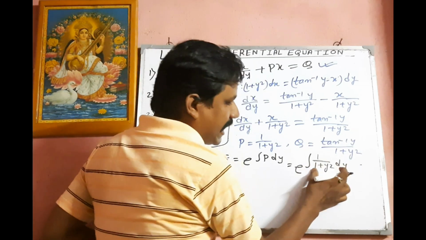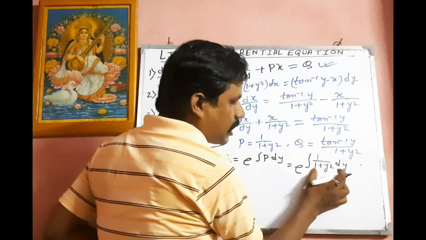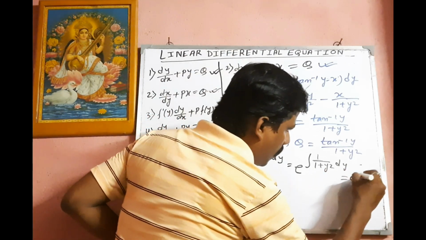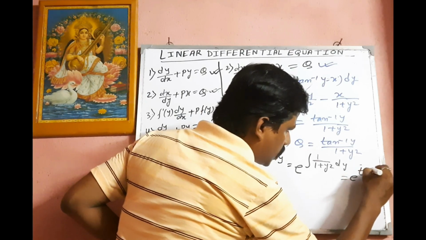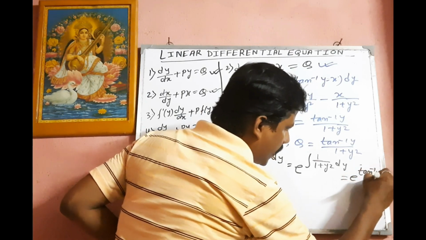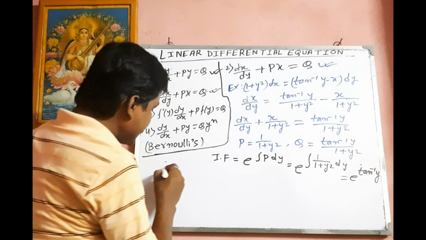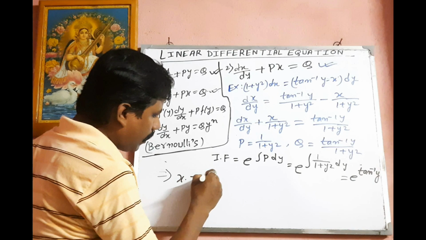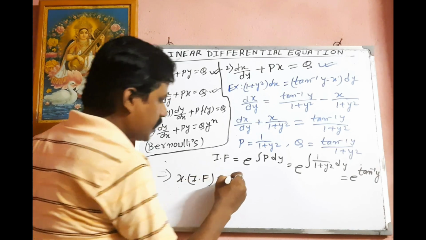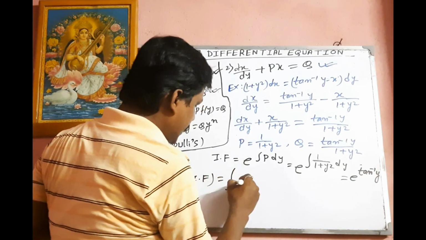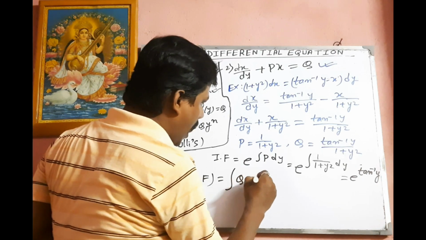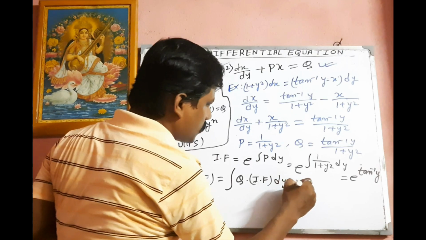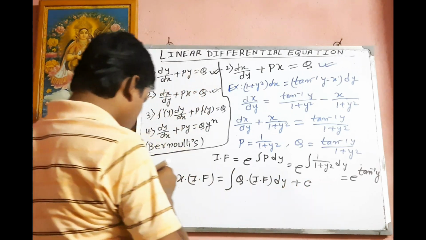And after integrating this part, we get tan inverse y. So IF will be e to the power tan inverse y. This is the IF. That is a solution. x into IF is equal to integration of Q into IF into dy plus c, where c is an integrating constant.